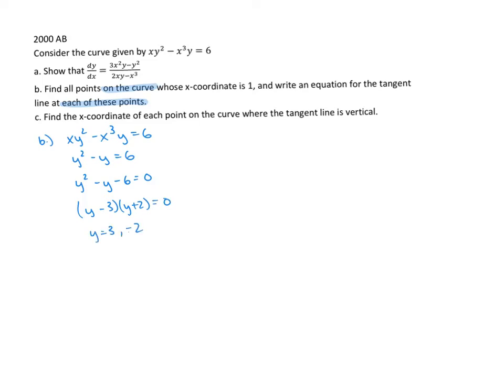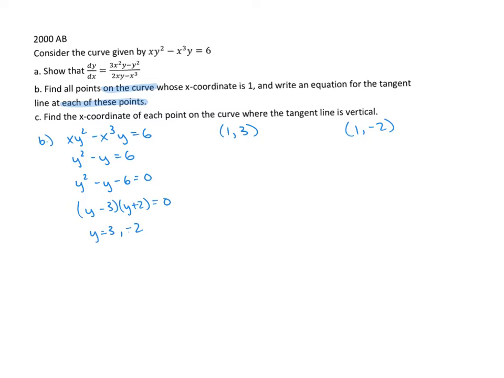I'm getting 2 values for y, which makes sense because the problem hinted that we were going to have more than one point here. So I have 2 y values that go with my x value of 1, so I have 2 points. I have 1, 3, and then I have 1, -2 as my 2 points. Unfortunately, this is not the end of the problem because we want the equation for the tangent line at each of these points. So I'm not done. I need 2 tangent lines because I have 2 points.